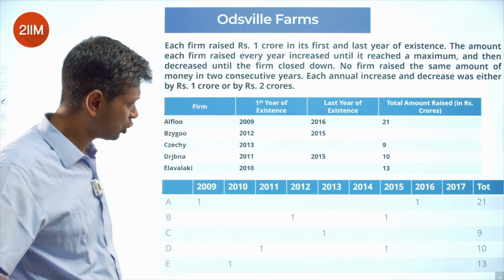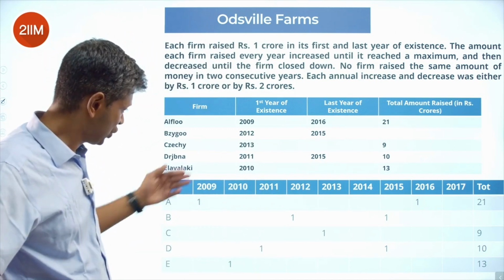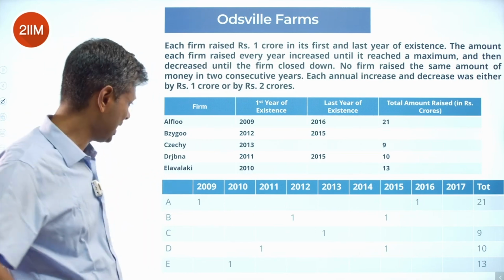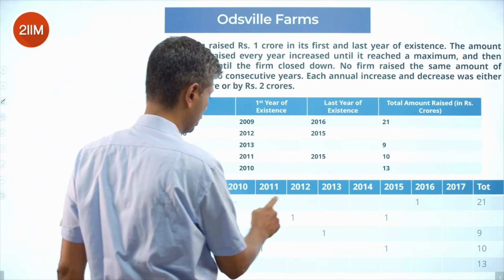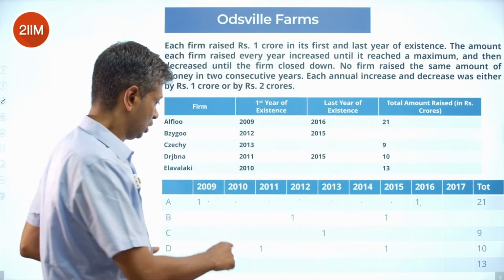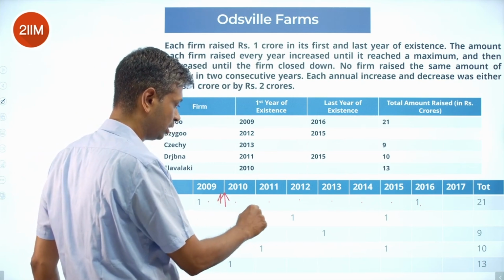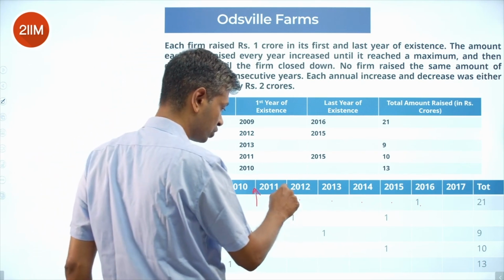So, a bunch of things to think about here. If you think about each company, we can interpret the data. A has been around for 1, 2, 3, 4, 5, 6, 7, 8 years. And so, this is definitely an increase from 2009 to 10. 10 to 11 should have been an increase.